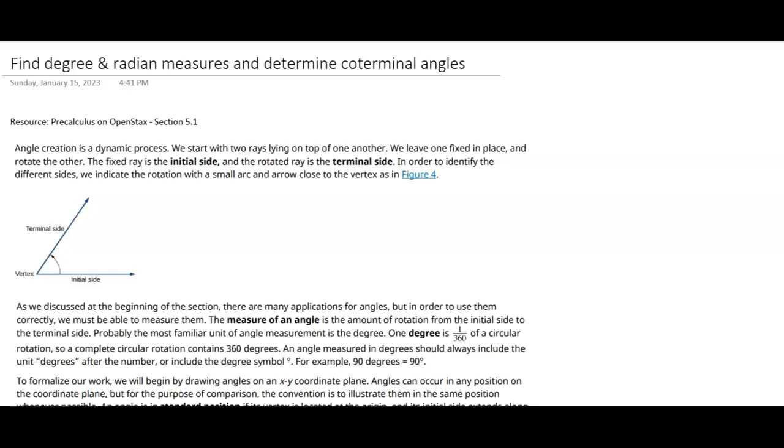In this video, we are going to look at the difference between degree and radian measures, how to flip back and forth between those, and then also determining coterminal angles.